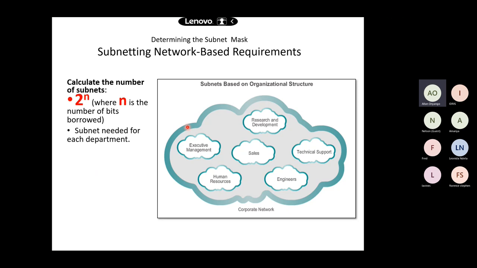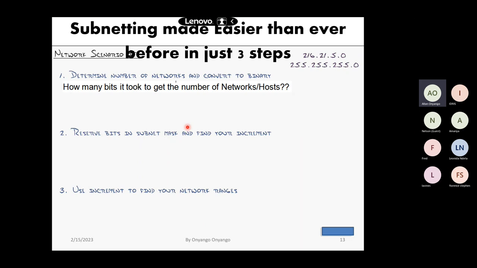Ladies and gentlemen, from here now, we get a question, we solve it, we solve up to the end. No more theory now. So this method is called, I named it, subnetting made easier than ever before in just three steps.